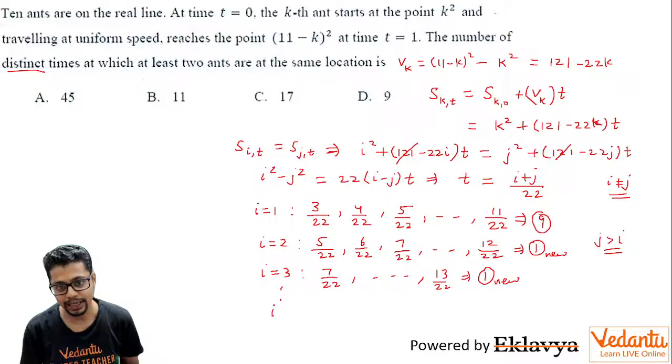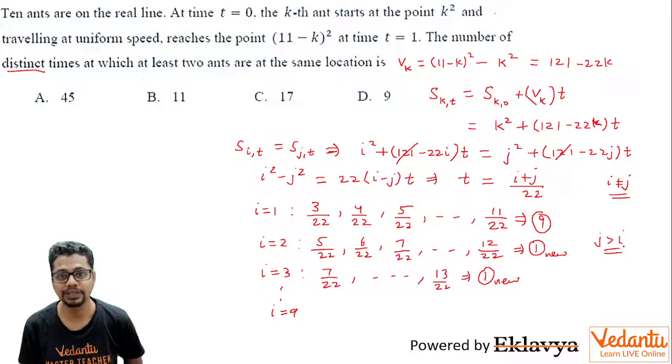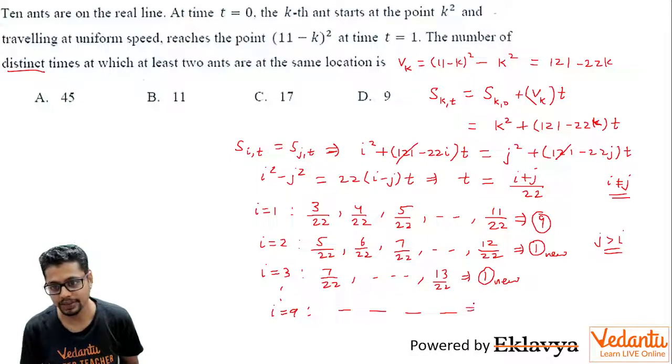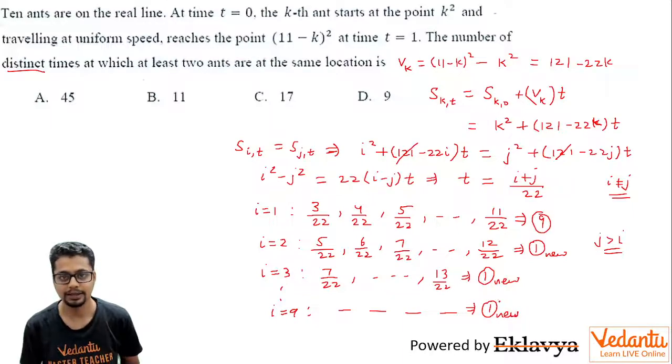Similarly, you will go till i equal to 9 only. Why? Because i is supposed to be less than j. You can't take i to be 10, then what j would you take? That means the meetings of the 10th end have already been considered in i equal to 1 to i equal to 9, isn't it? Because first end meeting 10th end or 10th end meeting first end, same thing, right? So here also, similarly you will get one new time instant effectively.